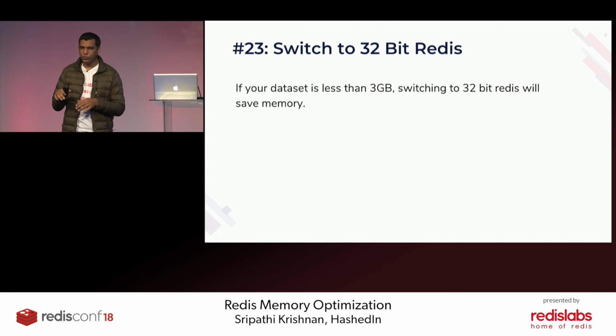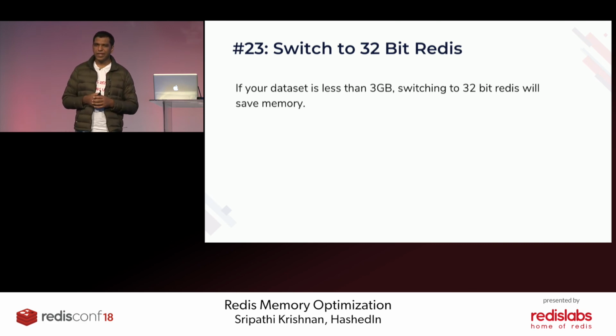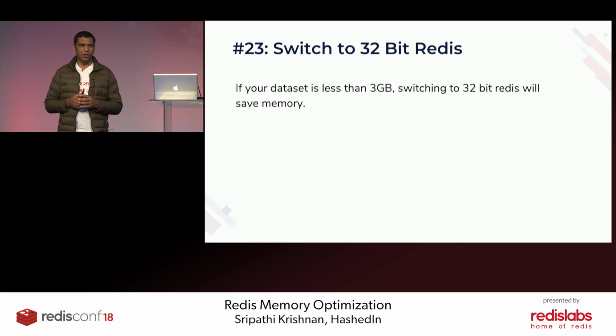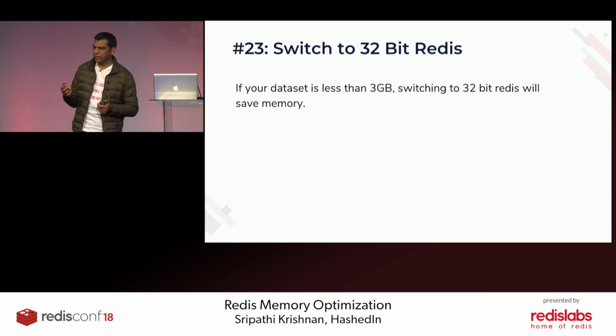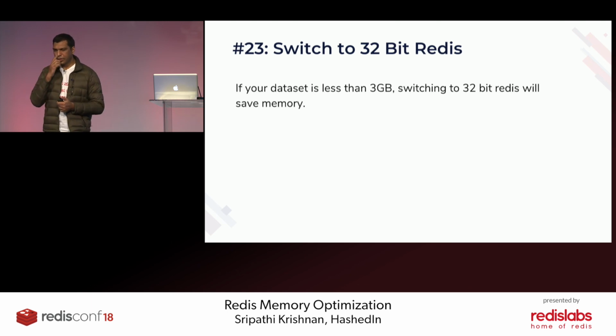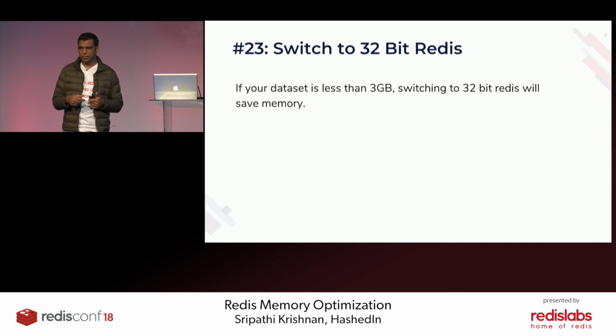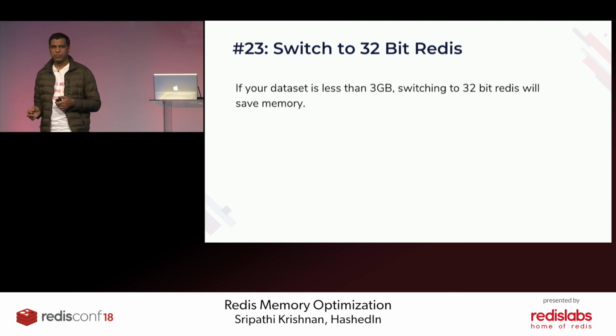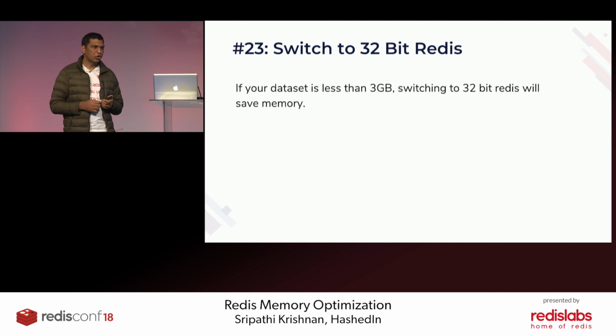This has become less of a problem now, but if your data is less than 3 GB, you can switch to a 32-bit version of Redis. It will save you memory because a pointer in 32-bit is 4 bytes. In 64 bits, it's 8 bytes, right? So the size of a pointer reduces. If your overall data set is less than 3 GB or so, I would say use a 32-bit version. You can try it out using a 32-bit version, right?